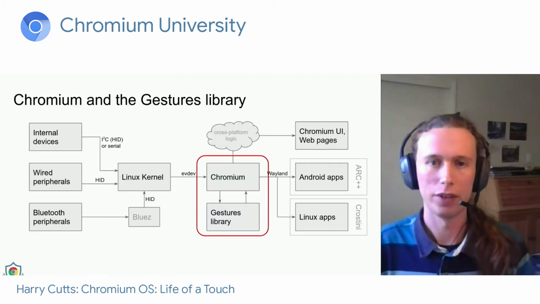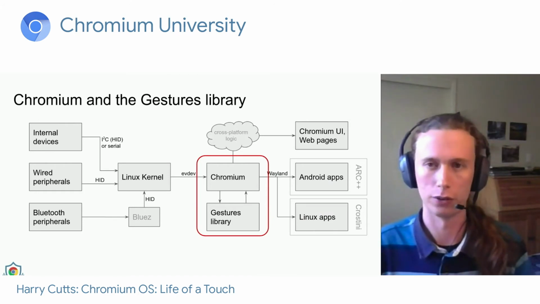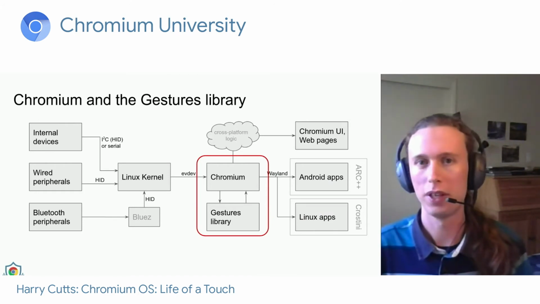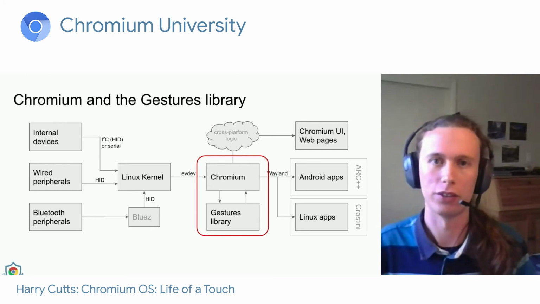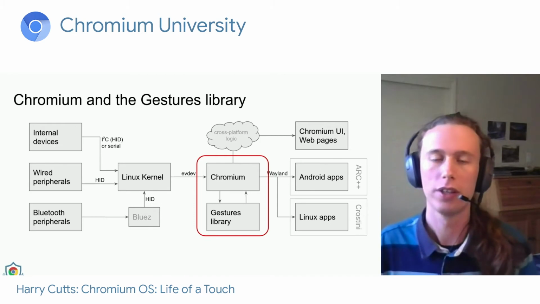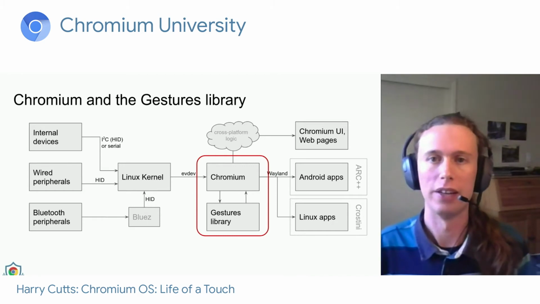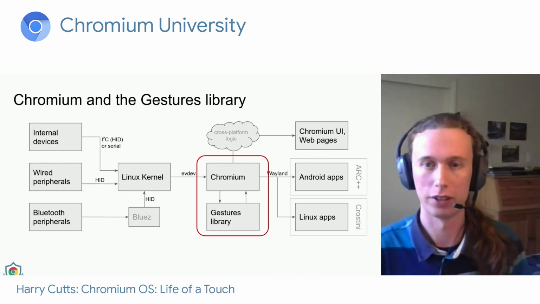So now we have a way to communicate the kernel's results into user space. And if you're familiar with other Linux-based operating systems, you might be expecting me to talk about X or Wayland at this point as a display server, but no. On Chromium OS, we have our own display server called Ozone, and it lives inside Chromium itself in the same binary.